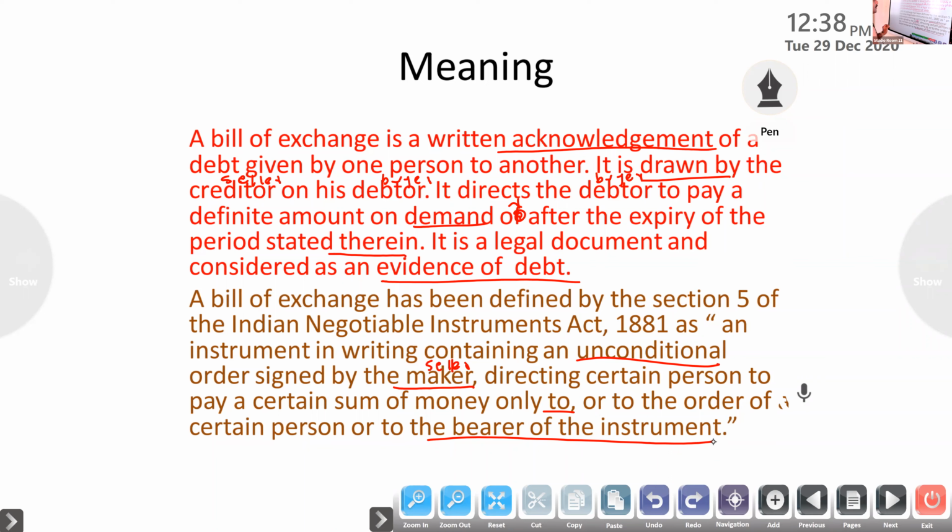It directs the buyer to pay an amount on demand or after the expiry of a certain period. So that is the bill of exchange. Don't confuse the bill of exchange and the promissory note. A promissory note is drawn by the buyer. You have to remember that. So that is bills of exchange.